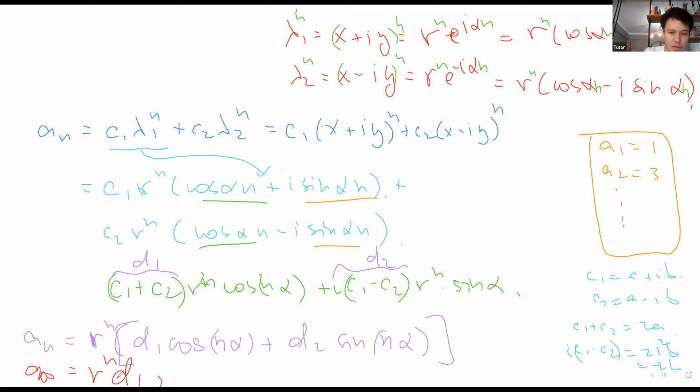And then if you plug in n equals 1, you're going to get sine of alpha cosine of alpha. So you're going to have to solve that. But the thing is, you got d1 very easily and you can get d2.